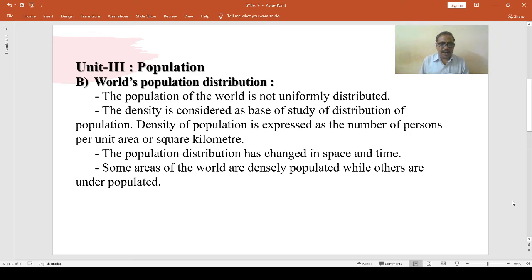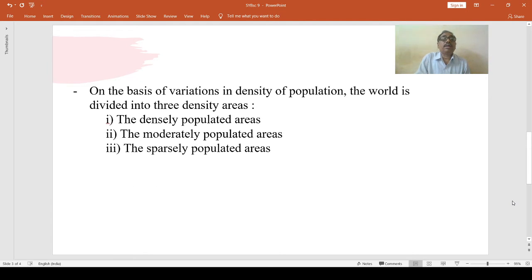The density is considered as a base of study of distribution of population. The average density of world's population is 50 persons per square kilometer. On the basis of variations in the density of population, the world is divided into three density areas. There are four areas in the world where the average density of population is more than 100 persons per square kilometer.